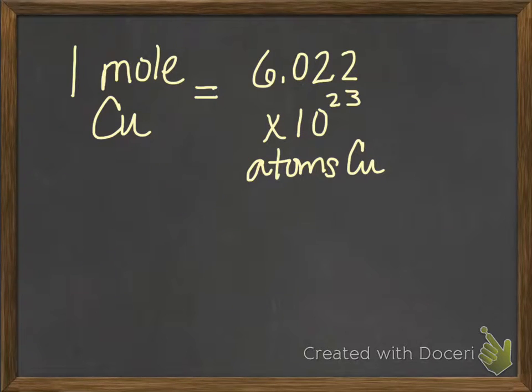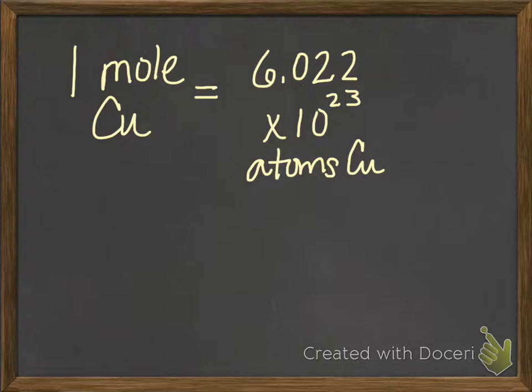So far, we know some handy things like the fact that 1 mole of copper is equal to 6.022 times 10 to the 23rd atoms of copper. That in fact 1 mole of anything is equal to 6.022 times 10 to the 23rd pieces of that thing. Well, that's a start. What else do we know?